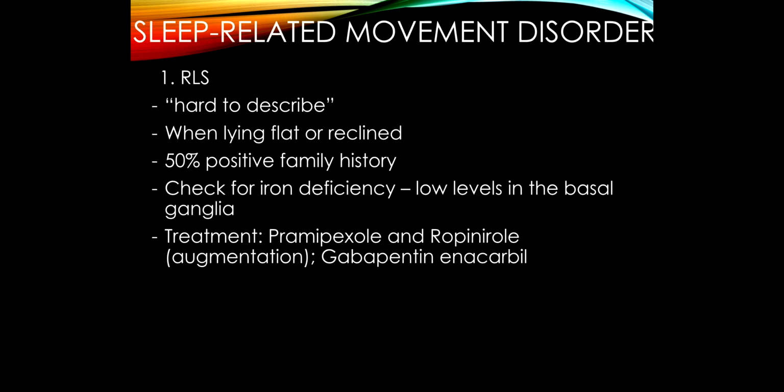So this runs in families, and there is a problem here with iron deposition. We know there are low levels of iron in the basal ganglia in these individuals, and so when you see someone with restless leg syndrome, don't just jump right to treatment. We should also always check them for an iron deficiency, which we can do by checking a ferritin level. So that's kind of knee-jerk. That should always be done, because if you correct that, if they have an iron deficiency, then you don't need to give them additional medications.